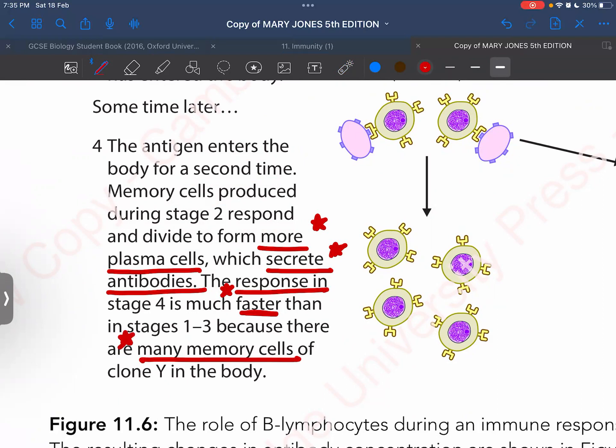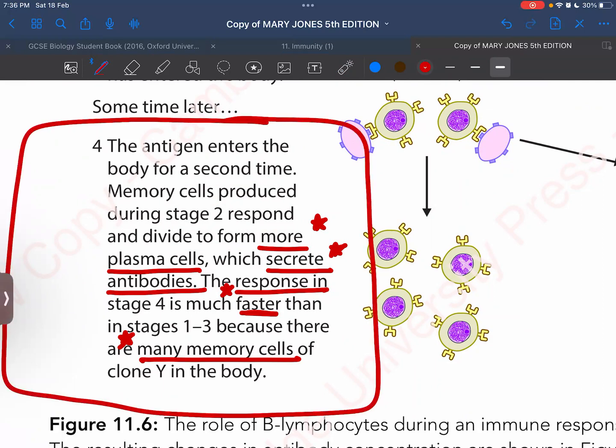So the examiner is going to ask you a question. Why is the secondary immune response better than the primary immune response? This is your secondary immune response, so you will say the secondary immune response is faster than the primary immune response. Why? Number one, the memory cells are more. Number two, the plasma cells are more. Number three, the antibodies are more. Number four, the response is faster. These four things you have to state.